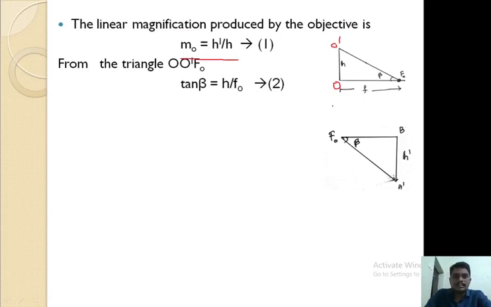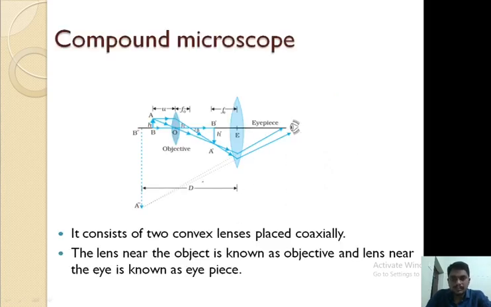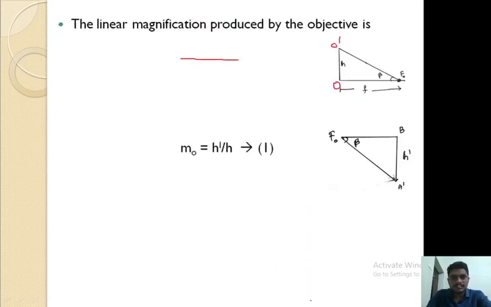Okay. Similarly, I'm taking one more triangle from the previous figure, this triangle, with respect to the image. So this is the image, and this is one more right angle triangle. From this also we can write tan beta as h dash by this distance, which is called the tube length. This is the length of the tube. So the distance between f naught and fe is the length of the tube here in this case.